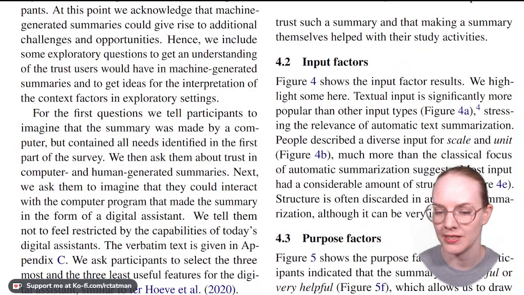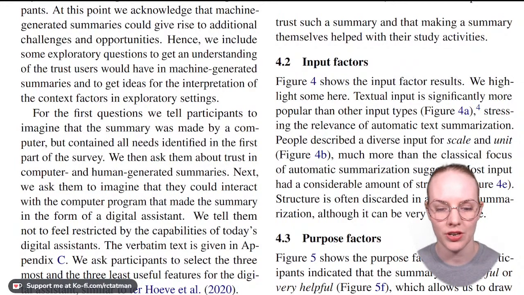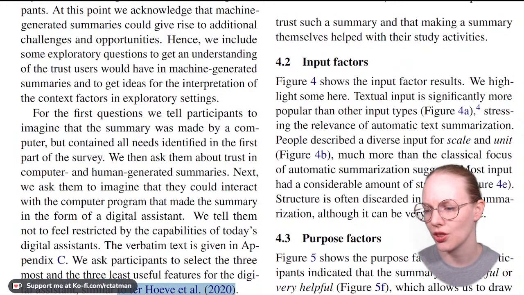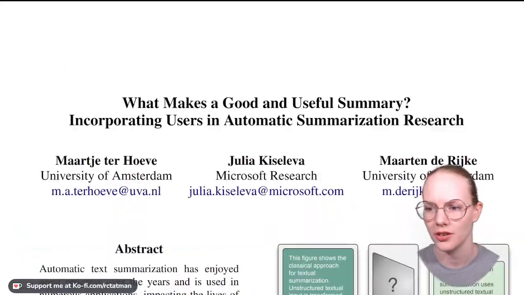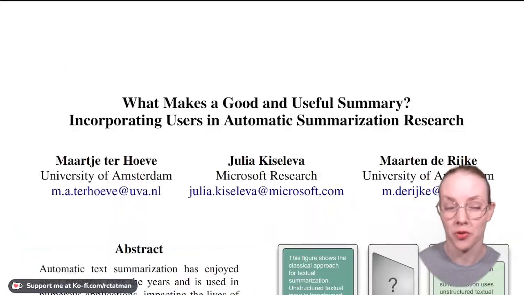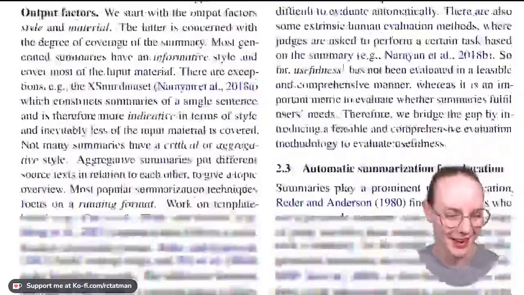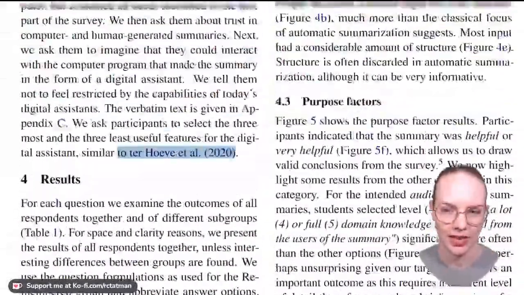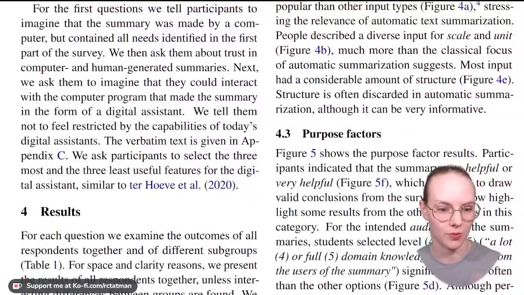We ask participants to select the 3 most and 3 least useful features for digital assistants, similar to Hoeve et al. 2020. And I'm pretty sure this is the first or third author. Yeah, okay, so I'm pretty sure that's the first author. So it looks like this sort of general questions about systems and their utility is sort of a research program of this author.